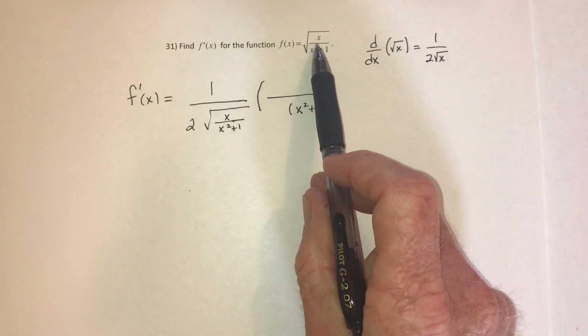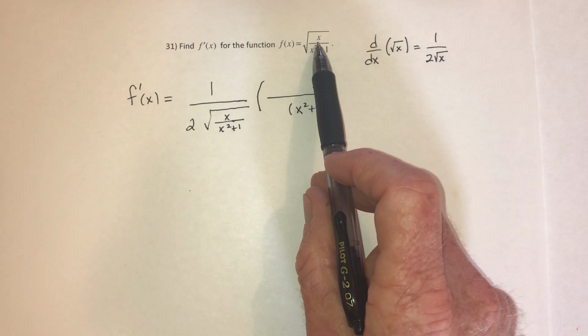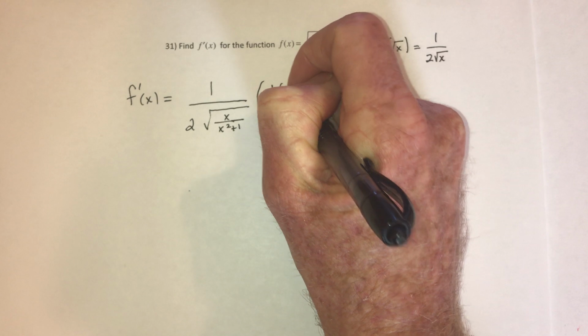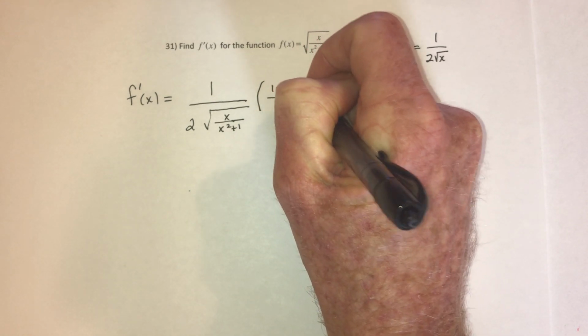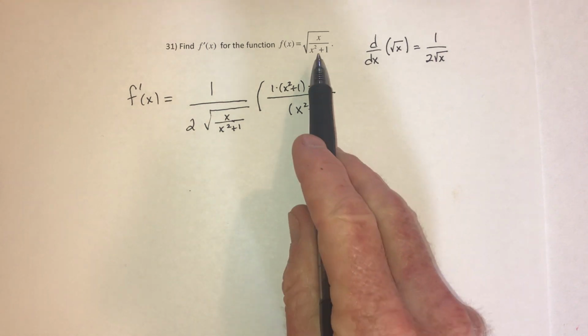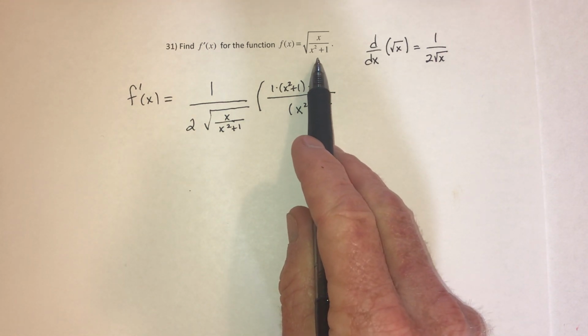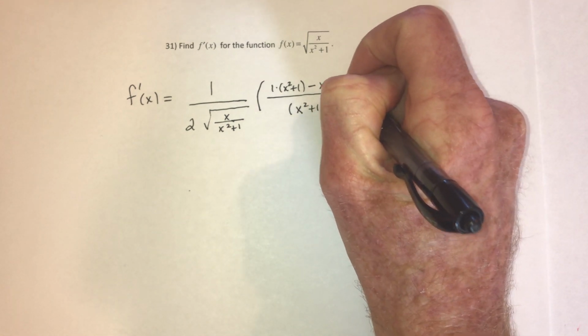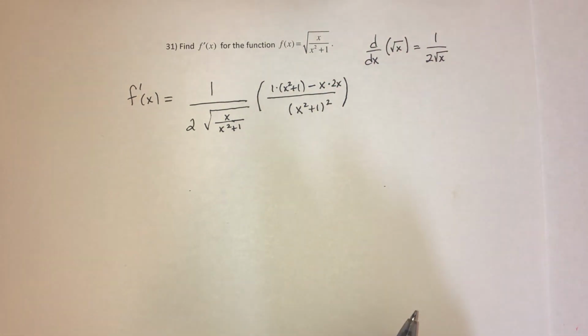And then for the top, you start with the derivative of the top, which is 1. And then leave x squared plus 1 alone. Next it goes minus, leave the x alone. And now take the derivative of x squared plus 1, which is a 2x. Okay, now we're done with the derivative.